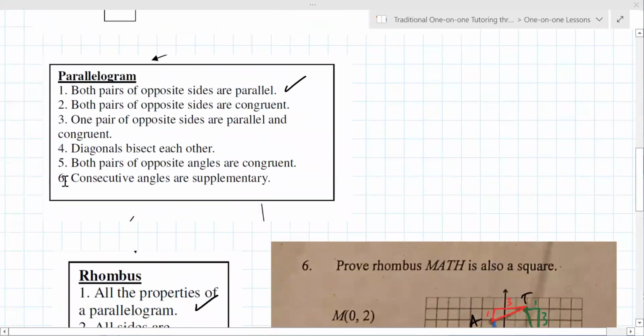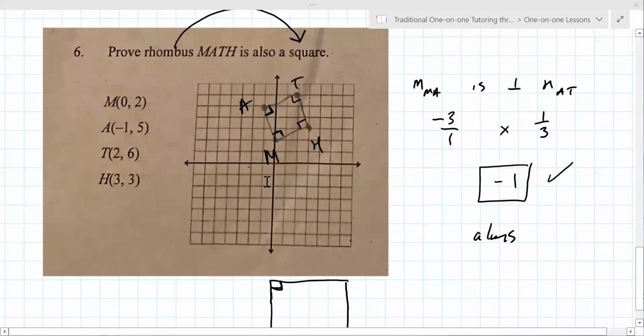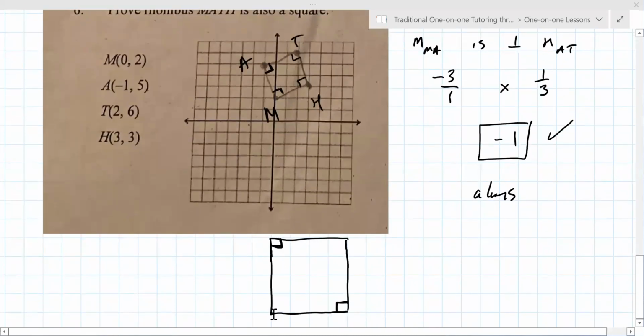And I know you're not going to remember all these, but consecutive angles are supplementary. So that means that this one right here and this one down here are supplementary. That means that's 90. And then since opposite angles are congruent, yeah, or like consecutive angles.